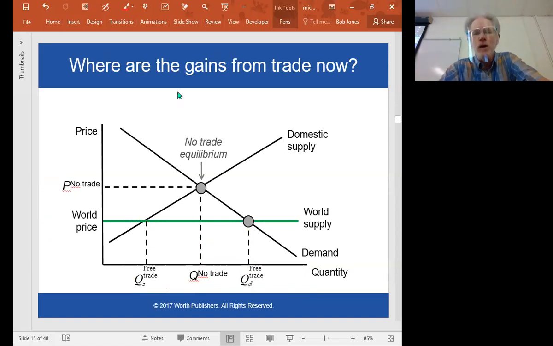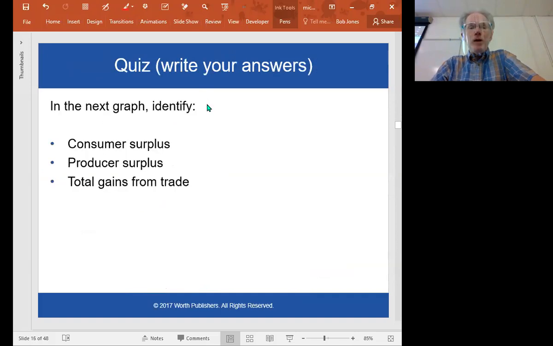Now let's ask the question, where are the gains from trade now that we are able to trade with people in other countries? We've already identified gains from trade when it was just a closed economy. Closed economy means we can't trade with people in other countries. An open economy just means we have the ability to trade with people in other countries. So what's the consumer surplus, the producer surplus, the gains from trade when we have an open economy where we can trade with people in other countries?